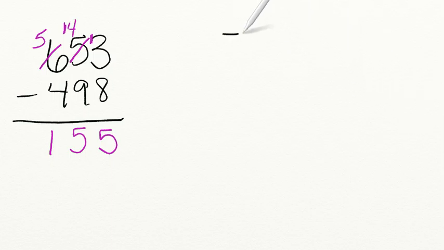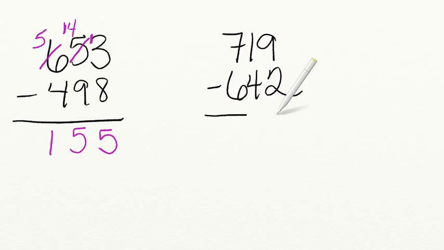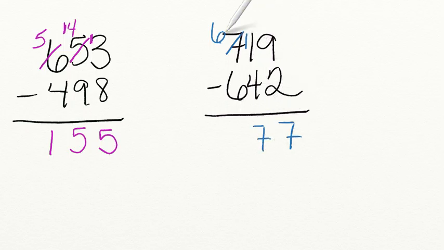Can you subtract 719 minus 642? All right, let's go ahead and walk through this together. 9 minus 2 equals 7. Now we can't subtract 4 tens when we only have 1, so we need to regroup our hundreds place, turn it into a 6, and then take that hundreds block we broke apart and put it into our tens place. 11 minus 4 equals 7, and 6 minus 6 equals 0.